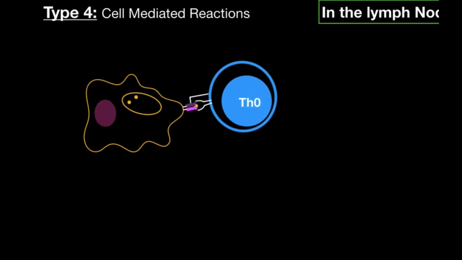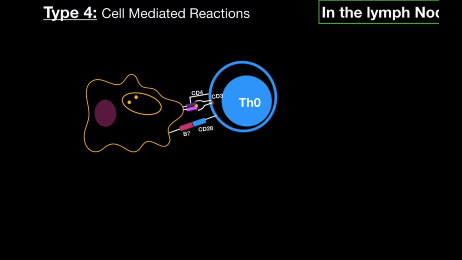And a naive T helper cell is going to use its CD4 to dock to the MHC type 2 molecule, and then CD3, which is also a part of the T cell receptor, is going to send a positive signal to the cell nucleus internally. So that is the first signal to activate and differentiate the T helper cell. The second signal is between B7 and CD28.